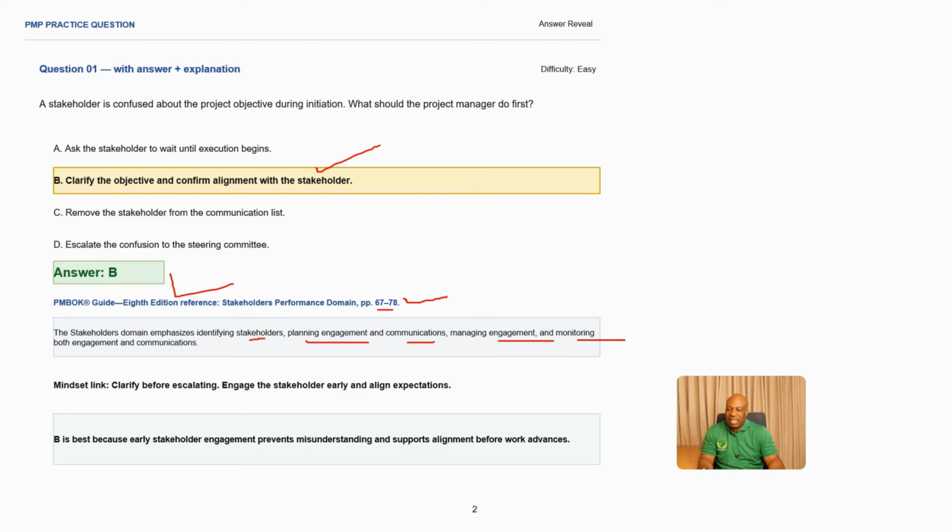So what is the mindset that was used to eliminate here? Clarity before escalation, engage stakeholders early. So this is the mindset. It makes B the best answer, because early stakeholder engagement prevents misunderstanding and also supports alignment before work advances. So we have answered this question. We have made reference to the PMBOK pages, and what it states, which is also here. And we have also applied a mindset to answer this question. So B is the correct answer.